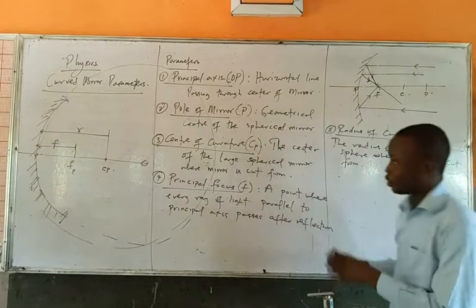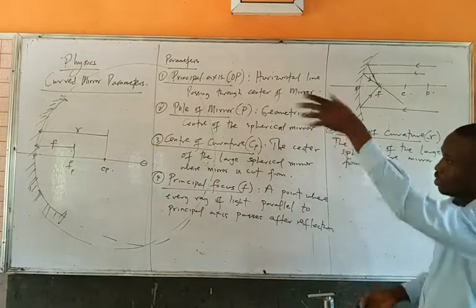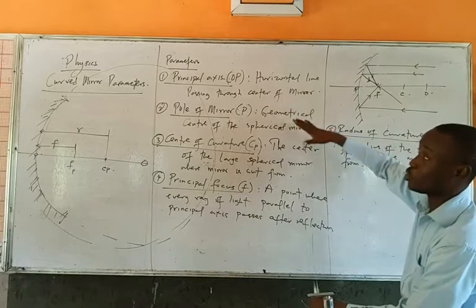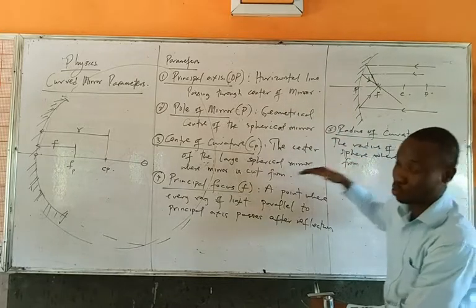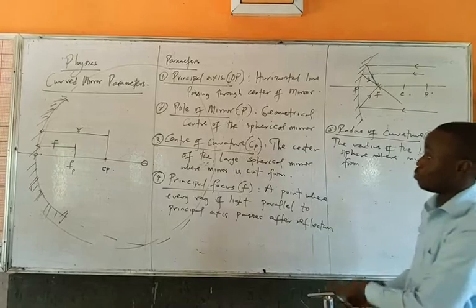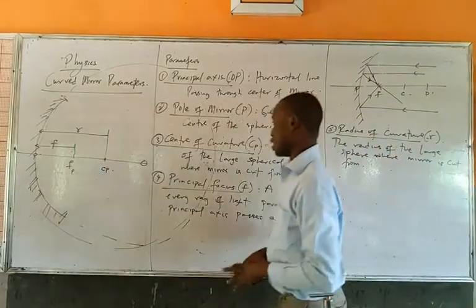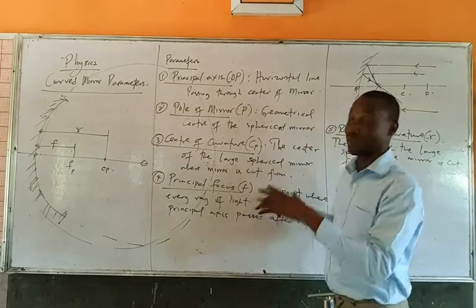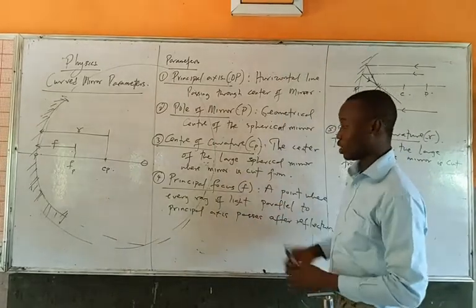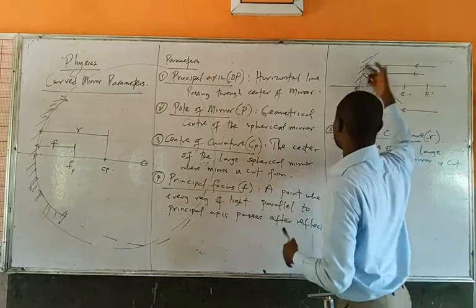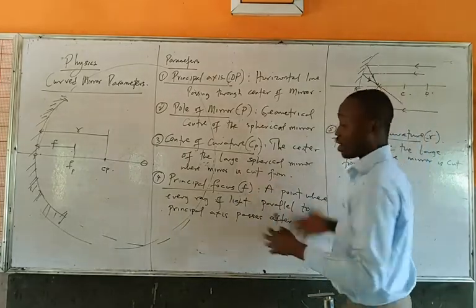Once again, let me just go through what we have gone through here under the mirror. The first thing is the principal axis. The principal axis is the horizontal line passing through the center of the mirror. Another thing here is the pole of the mirror, which is what? The center of the mirror. Then we have center of curvature. Center of curvature is the center of the large sphere where the mirror is cut out from. Then we have the principal focus. Principal focus is the point where every ray of light parallel to the principal axis will appear after reflection.